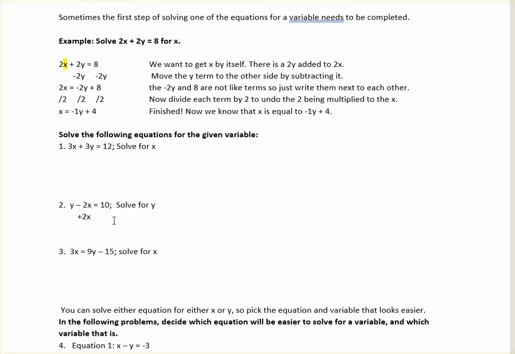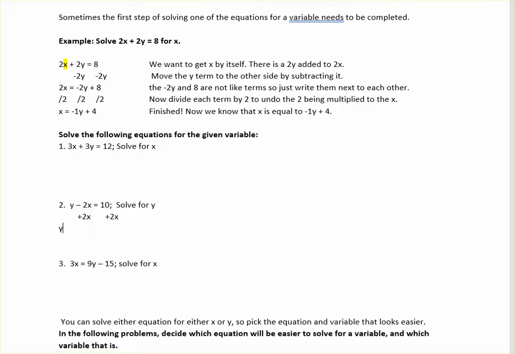Now remember that when you add 2x to 10, you can't actually take 10 plus 2x and get some number. We just get two terms that we'll write next to each other. So we'll have y equals, you can either write 10 plus 2x or you can write 2x plus 10. Either one is correct. And that's all you have to do. Now it's solved for y. In number 3, we have to solve for x, so we need to divide every term by 3 because 3x means 3 times x, and the opposite of multiplying is dividing.